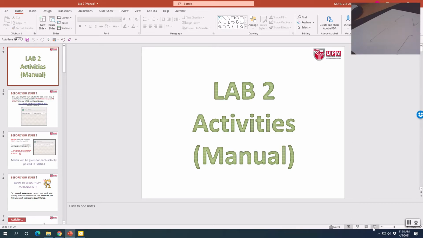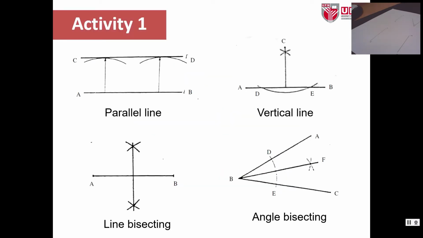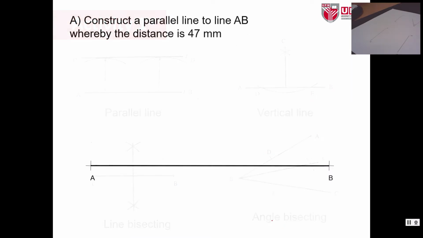Hi, Dr. Zui here, and this is for the Lab 2 activities, and this is for the manual drawing. So we're going to start activity 1. Again, we're still in the geometrical construction. So we are going to learn how to do some parallel line, vertical line, line bisecting, and some angle bisecting for activity 1. So we start first with the parallel line.